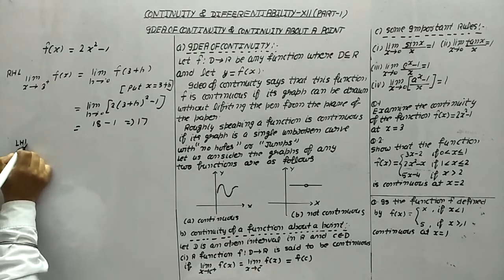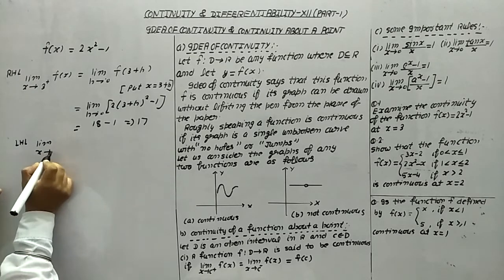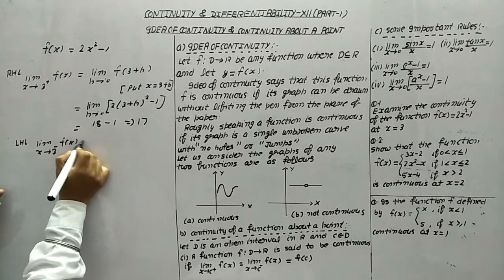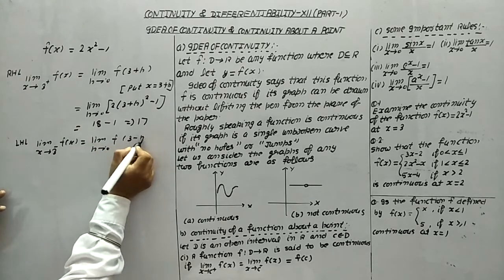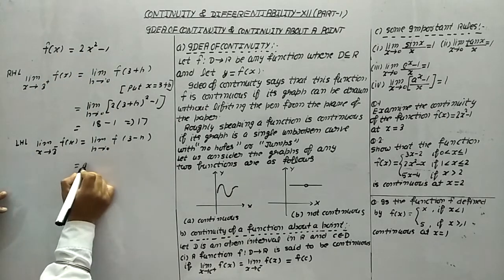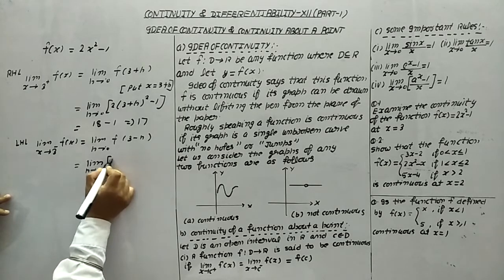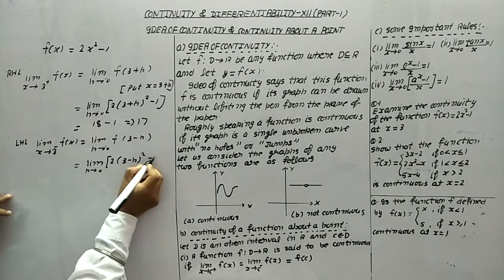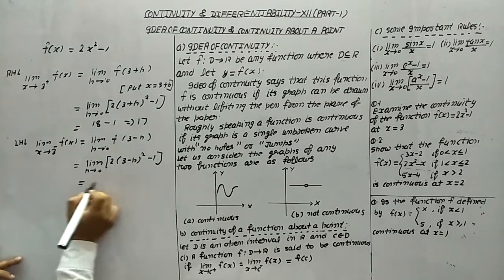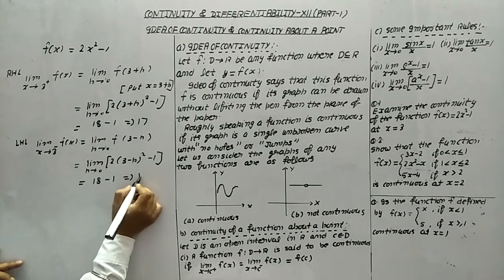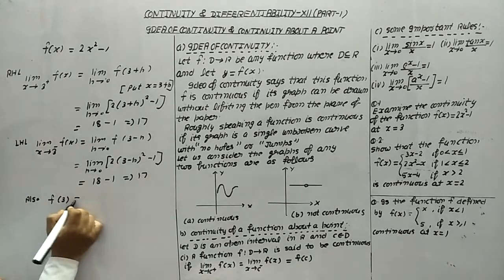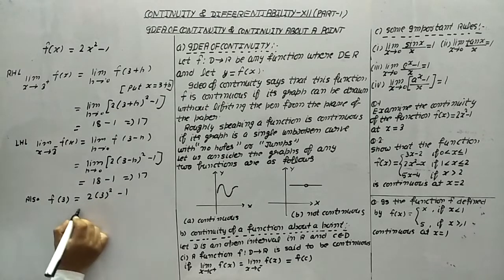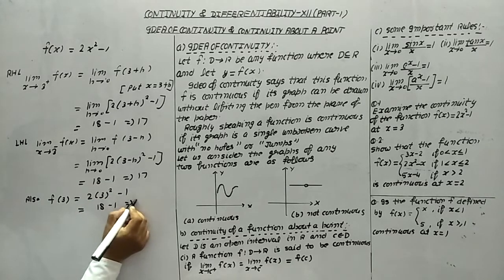Now the left hand limit means limit x tends to 3 minus f(x) is equal to limit h tends to 0 of f(3 minus h). Now putting it in, this becomes limit h tends to 0 of 2 into (3 minus h) whole square minus 1. Substituting h tends to 0, this again becomes 18 minus 1, which is equal to 17. Also we have to find f(3), which is 2 into 3 square minus 1, that is 18 minus 1, equal to 17.